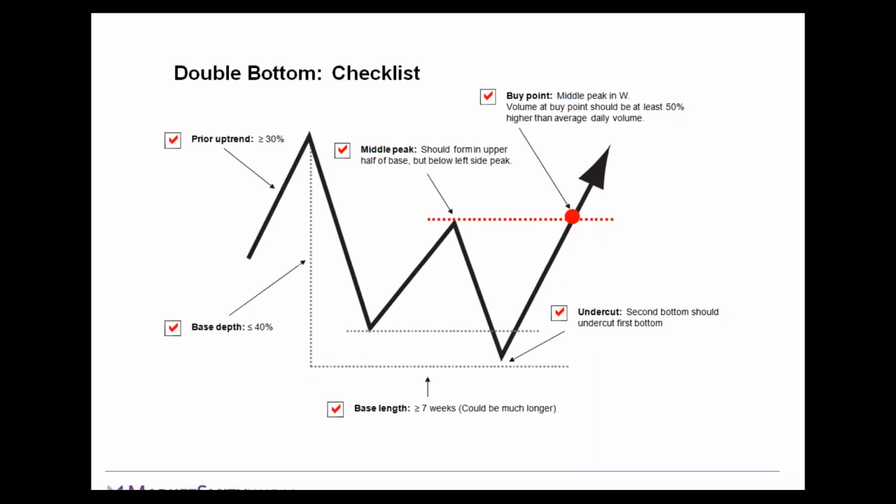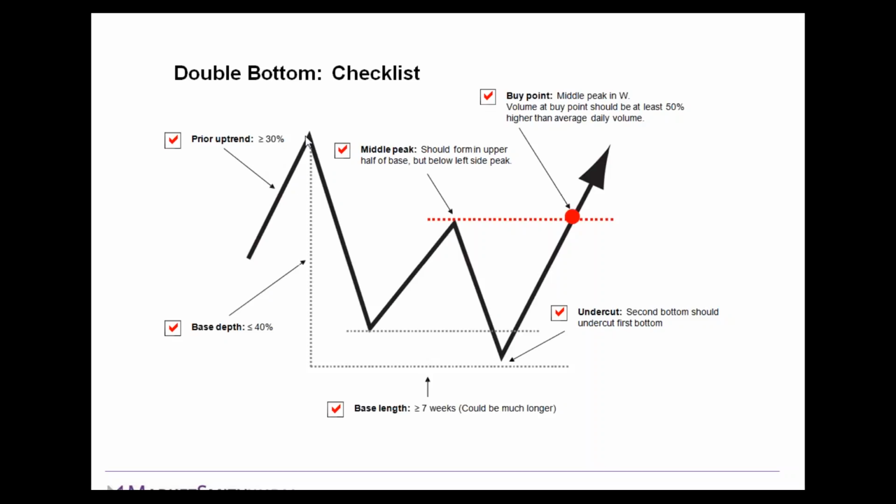Okay, so the characteristics of a double bottom. Again, prior uptrend needs to be there. When you're talking about any kind of pattern, you always want there to be some kind of prior uptrend. So it is a stock that institutions have been buying before. So that's what this prior uptrend shows. A prior uptrend of at least 30% is what we look for.